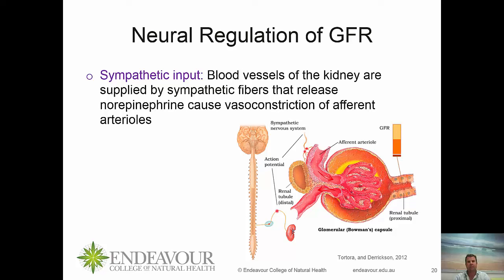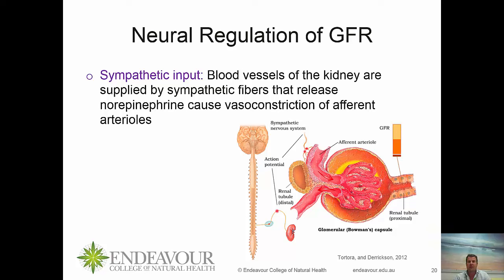Okay. Now, on to neural regulation of GFR. As we said before, the only nerves that go to the kidneys are the autonomic nerves, and it's the sympathetic division of the autonomic nervous system. There is no parasympathetic supply to the kidneys, it's only sympathetic. So the blood vessels of the kidneys are supplied by the sympathetic fibres, and they release noradrenaline to cause vasoconstriction of our afferent arterioles.